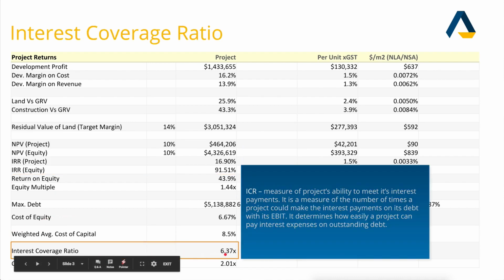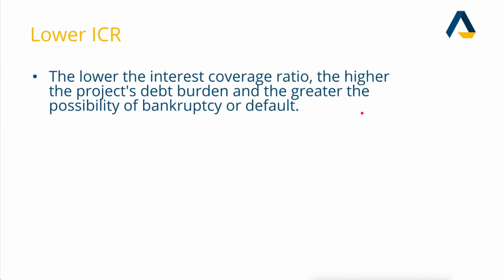Interest coverage ratio is a measure of the project's ability to meet its interest payments. It is a measure of the number of times a project could make the interest payments on its debt with its EBIT, which is earnings before interest and tax. It determines how easily a project can pay interest expenses on outstanding debt. The lower the interest coverage ratio, the higher the project's debt burden, and the greater the possibility of bankruptcy or default. So let's go back and have a look at it again.